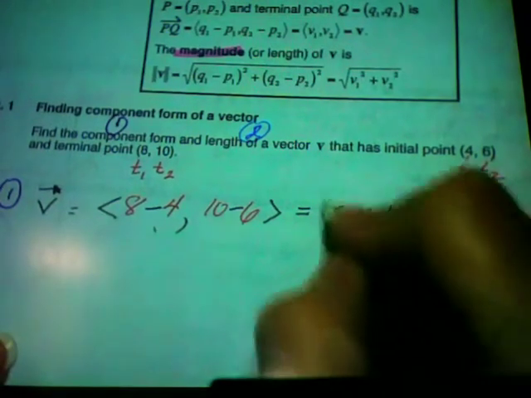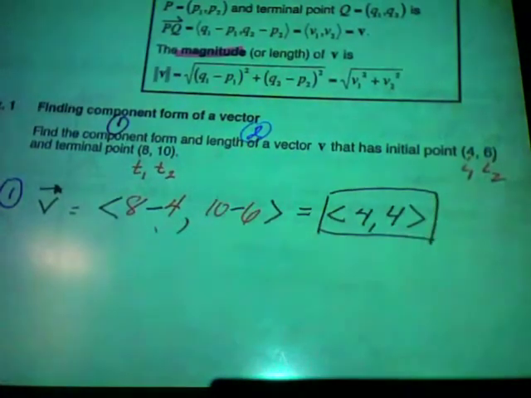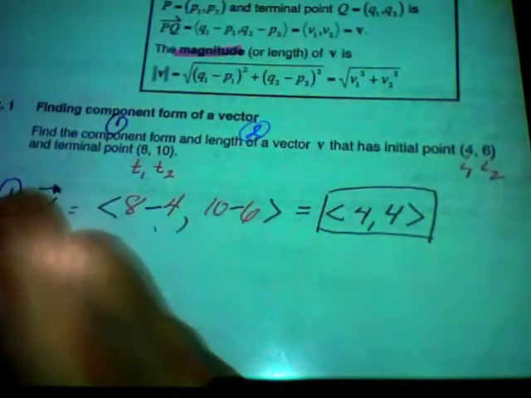Don't use parentheses, I will mark you wrong, because there's a huge difference between them. So get used to that notation. It's a little weird sometimes. But make sure they definitely don't look like parentheses. All right, so I have my component form, and then all I have to do, I can do it the long way, but I'm going to essentially use a distance formula to find my magnitude.